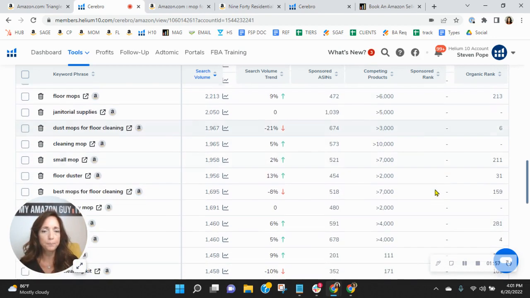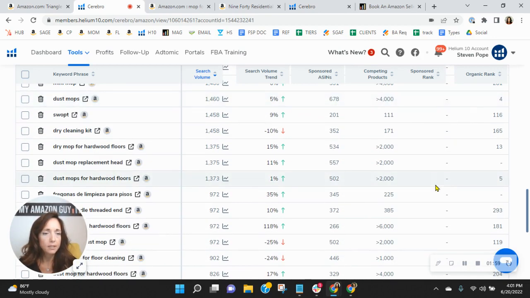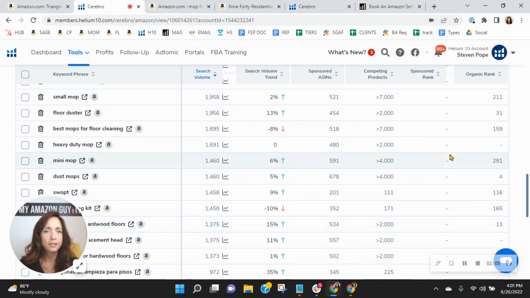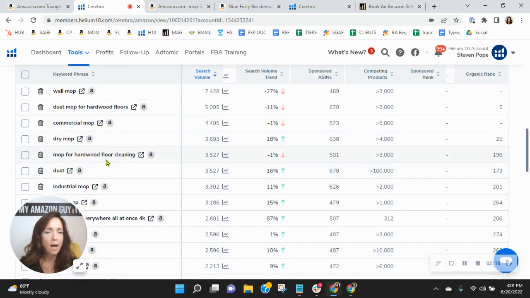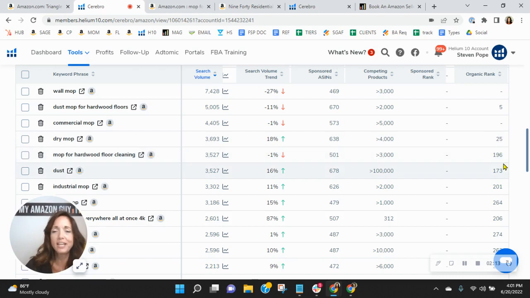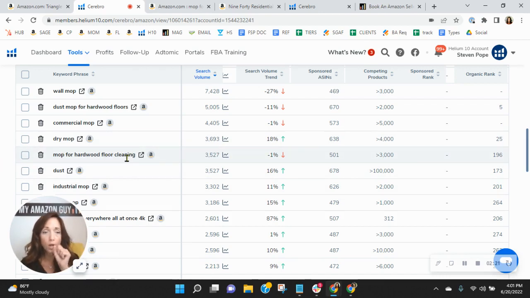Let's see. Mop, dry mop for hardwood floors. No, you're ranked well there. Let's see. Mop, mop, mop, mop. Mop for hardwood floor cleaning. Look at this. Oh, this was it. Yeah. So you're organically ranked 196. There's 3,527 people looking for mop for hardwood floor cleaning. Now, when people go to find this product and they're looking for you, they have to go through all the sponsored ads and then 195 other organic ads before they find you for mop for hardwood floor cleaning.